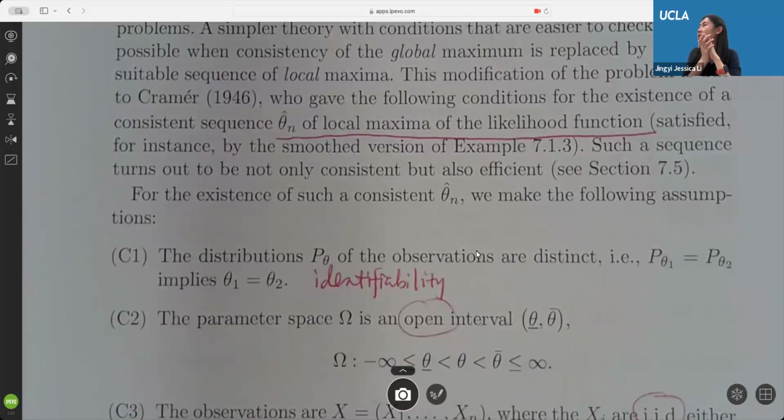So essentially, you're using your data to guide your choice of the parameter value, your estimate of the parameter value. But why do we need some regularity conditions? That's something we will discuss today in more detail about the distribution.